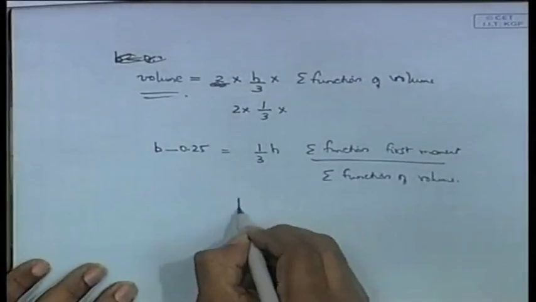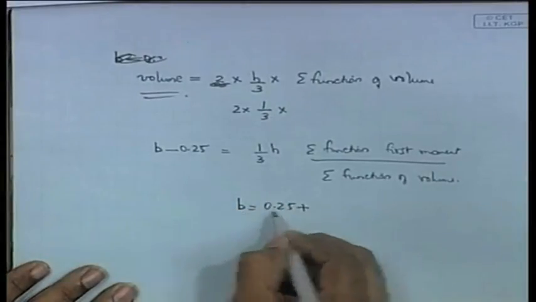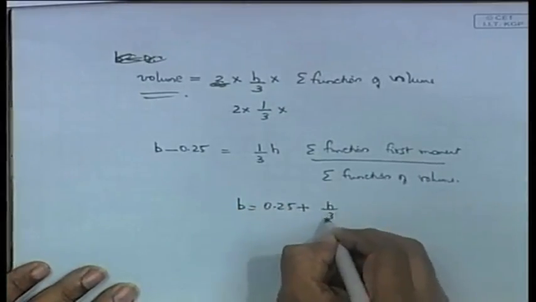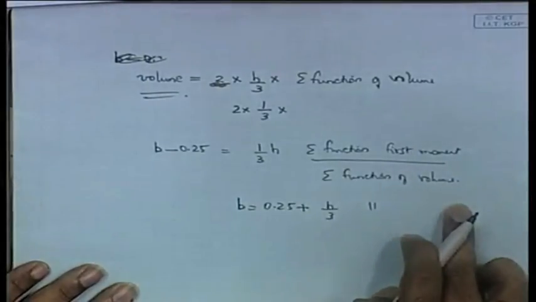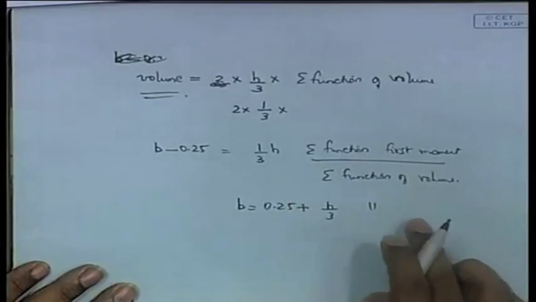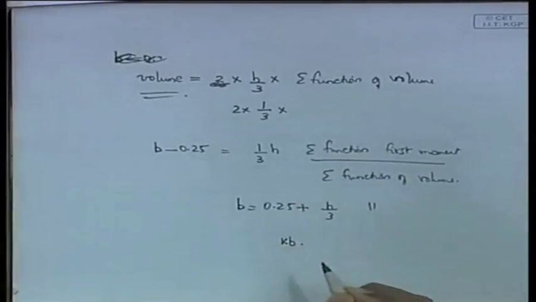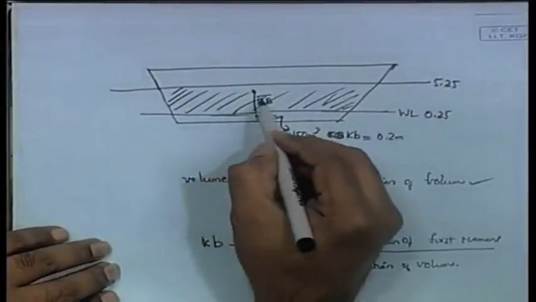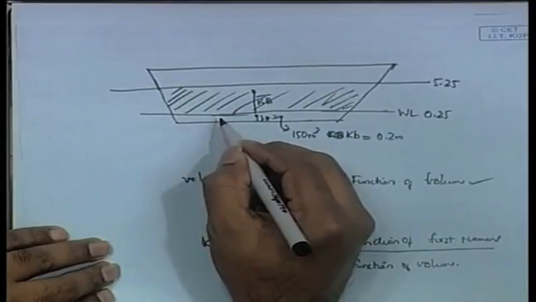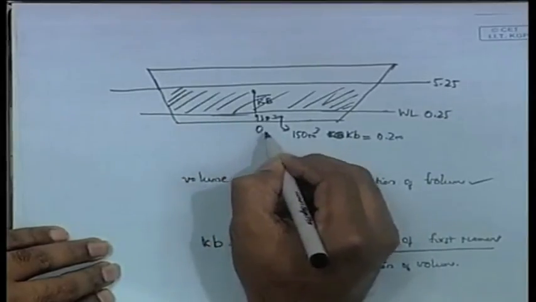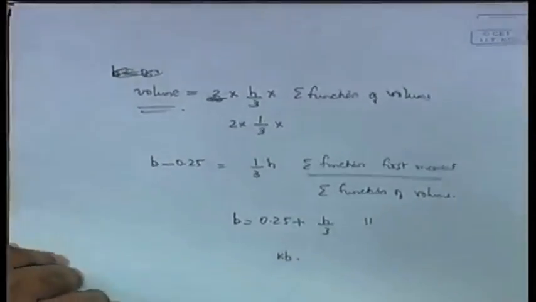So B is equal to 0.25 plus h by 3 into sigma function of first moment divided by sigma function of volume. Now you do this, and you will get some value for KB. This gives you the value of KB for this volume above 0.25, based on this as 0. Okay. So that gives you 1 KB.